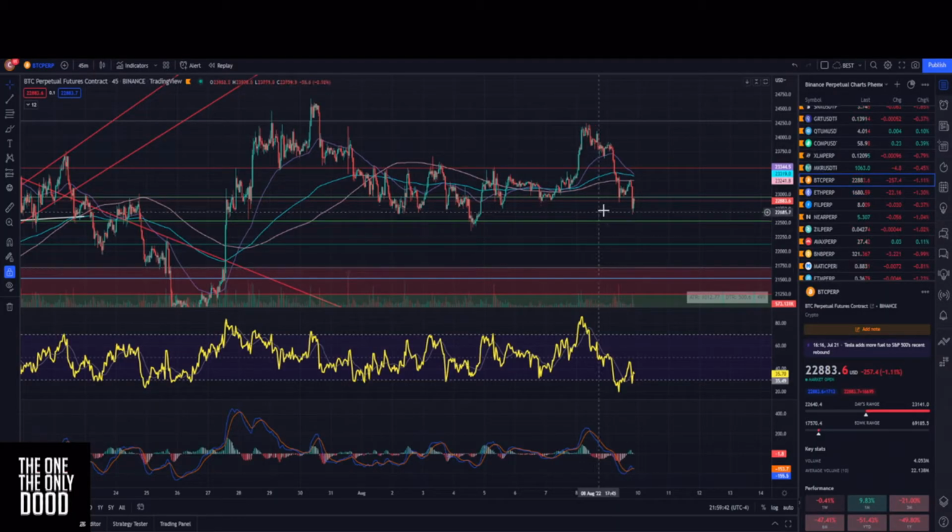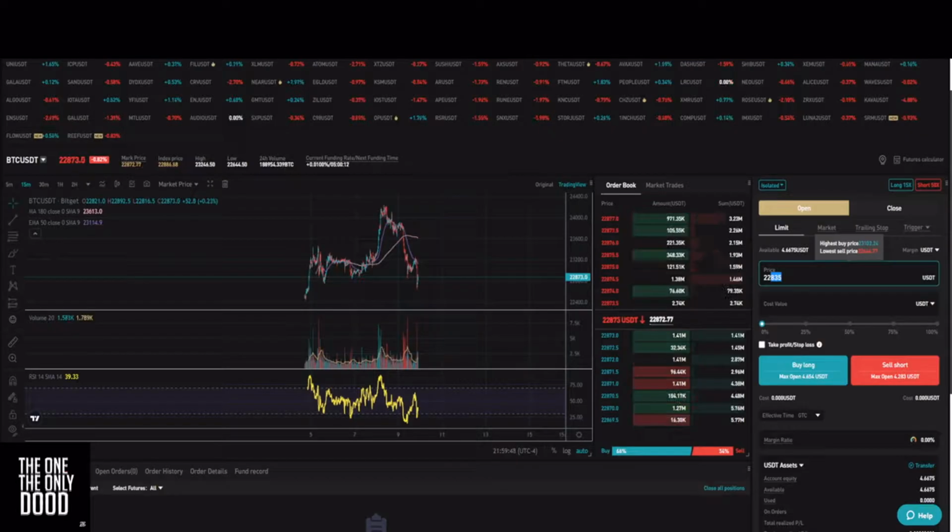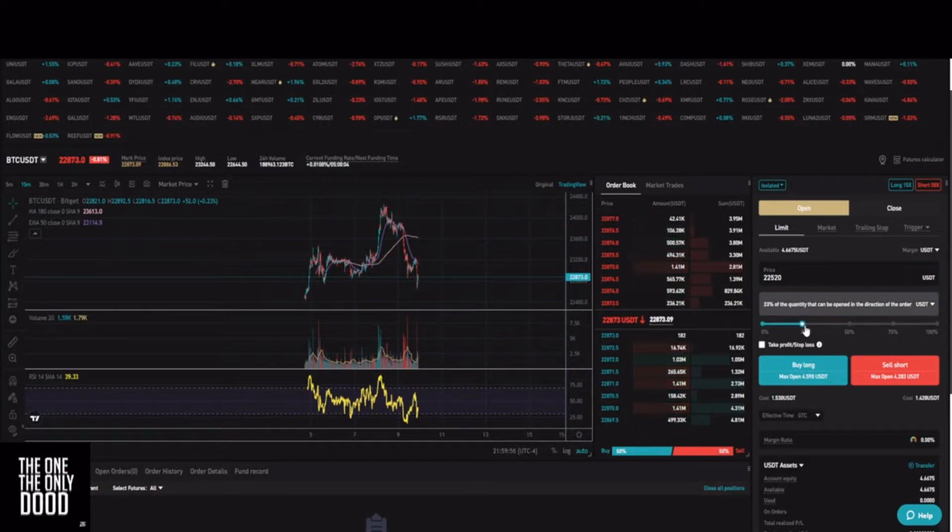I even forgot the number. Let's see, 22,520. Let's just put 22,520. I keep clicking on wrong tabs. Okay, so we put this limit order in. We would then choose how much we want to put inside of this trade. Down here it shows cost. Bitget goes by USDT, which is Tether. Look at it like your dollar. So let's say you only have $100, well, this will be 100 USDT. Sorry, I'm stuttering.